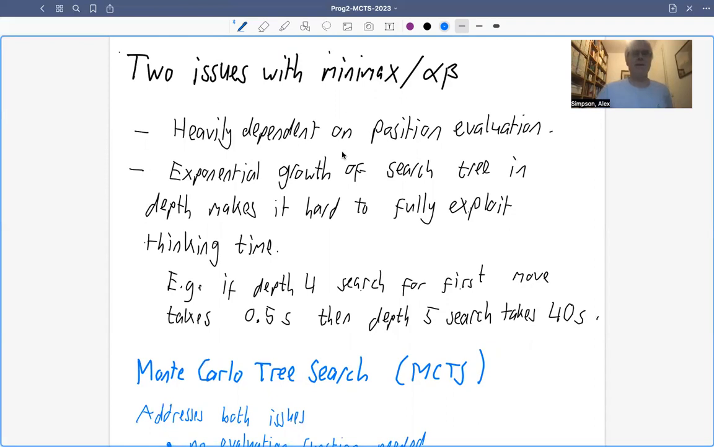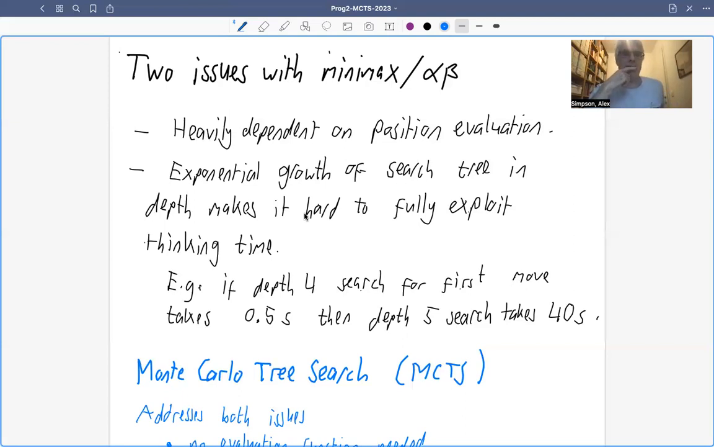Another issue is that there's the problem of setting the depth of the search in order to fit the thinking time of the algorithm into the allowed time. So basically 5 seconds, although one's allowed to go over it on occasion as long as you keep the average down.